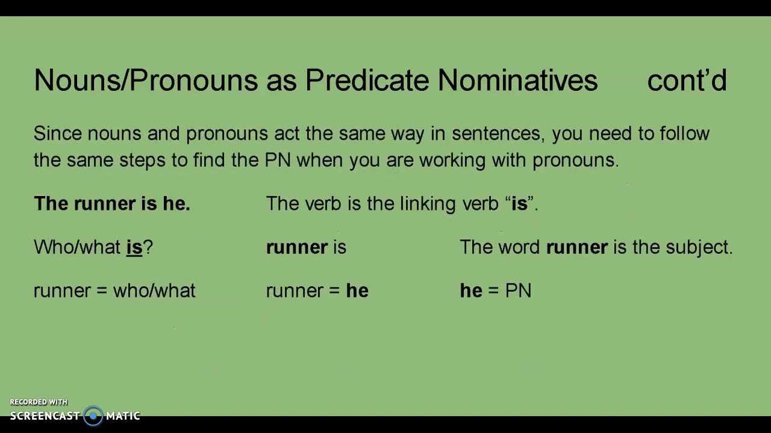Since nouns and pronouns act the same way, you need to follow the same steps to find the predicate nominative when you're working with pronouns. For example, in this sentence, the runner is he, the linking verb is is. Who or what is? Well, the runner is, so the runner is the subject. The runner equals who or what? The runner equals he, so he is our predicate nominative.